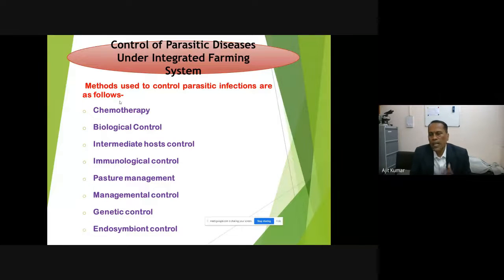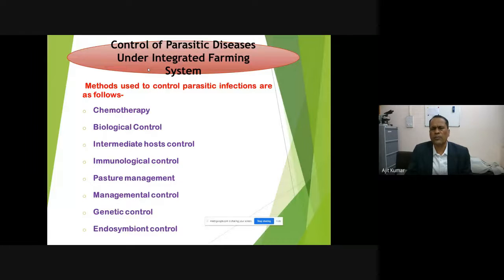Like, you know, Plasmodium. Plasmodium is a hemoprotozoan parasite. The vector of Plasmodium is the mosquito, that is the female Anopheles mosquito. Similarly, diseases affecting livestock like trypanosoma and babesia are economically important hemoprotozoans, transmitted from one host to another through vectors like flies or ticks. So by controlling these vectors, flies or ticks, we can control the parasite.